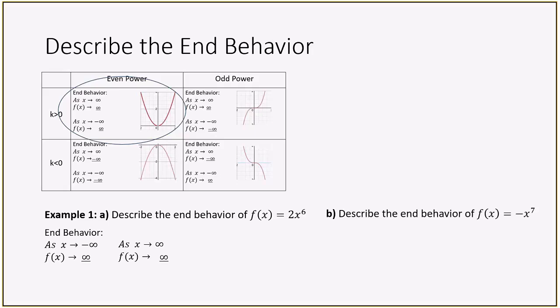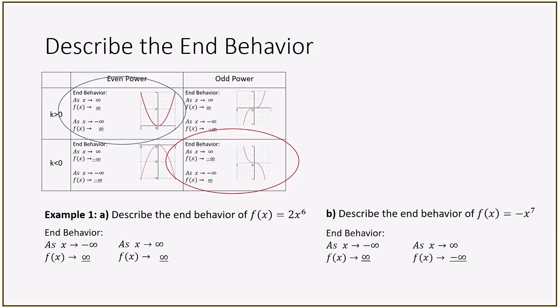Let's see this again. Now we have negative x to the 7th, and it looks like I don't have the leading coefficient, but in this case there is that invisible 1 in front of my x to the 7th. So I have an odd power. I have a negative leading coefficient, it's negative 1. And so I look at my chart, and it's the bottom right one. So now my answer would be as x goes to, what do I start with? As x goes to negative infinity, f of x goes to positive infinity. And as x goes to positive infinity, f of x goes to negative infinity.